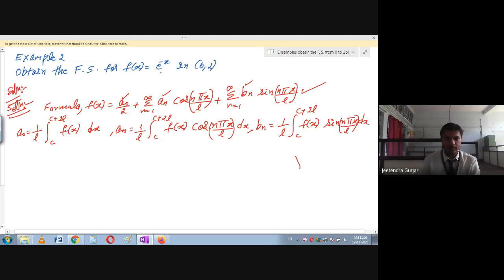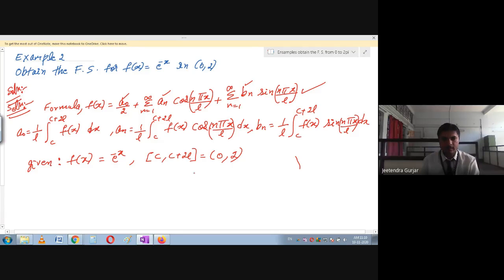So you can see first what are the things given here. I'll write here, given. What is given here, student? Yes, the function they have given is f of x is equal to e raised to minus x. And they have given the interval, that is c to c plus 2l. This is our interval. They have already given it, it is 0 and 2.